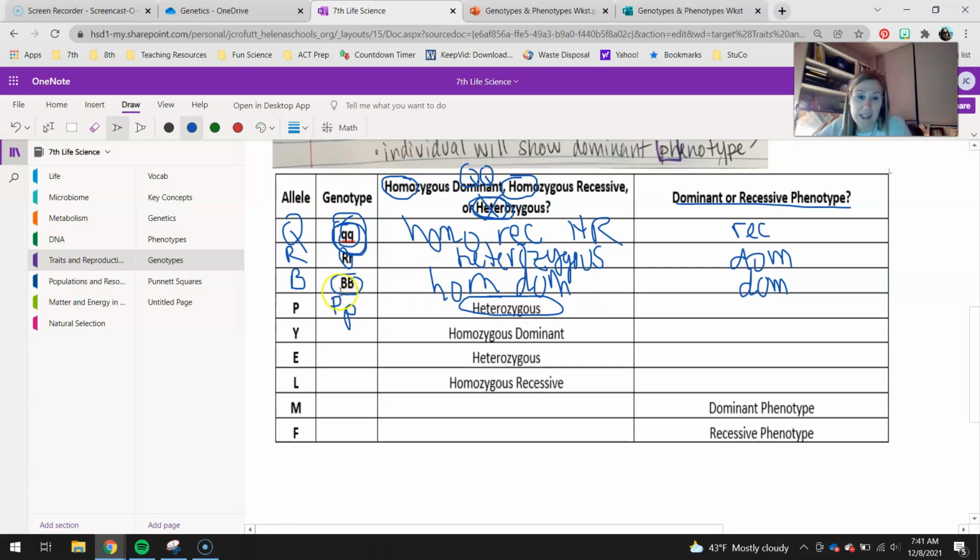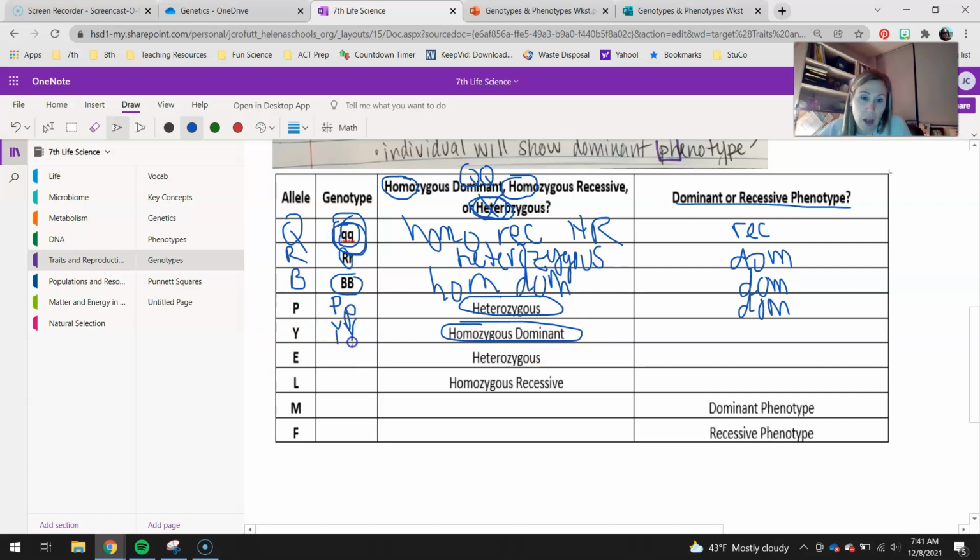Okay? Because it has the dominant trait, it's going to also have the dominant phenotype. All right, this one, we have homozygous dominant. So homo means the same. Dominant means they're both going to be the dominant trait. We're using Y. So in this case, it would be big Y, big Y.